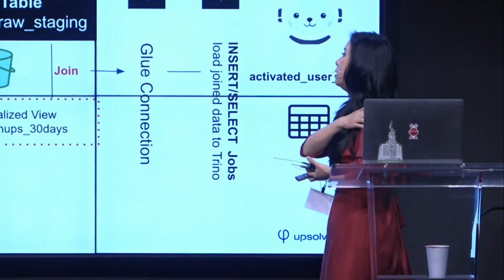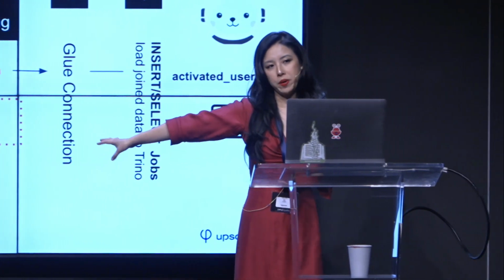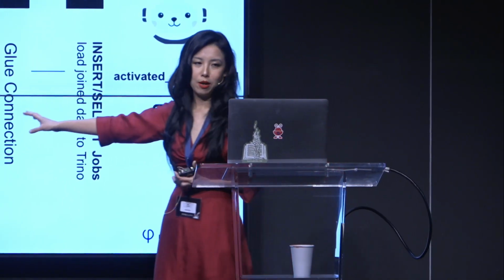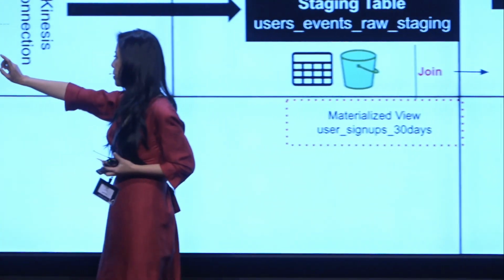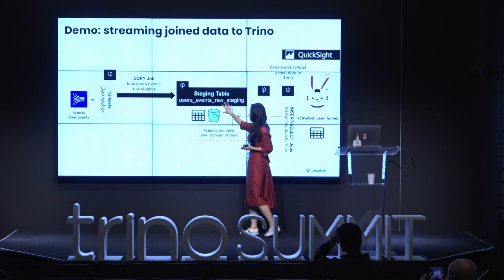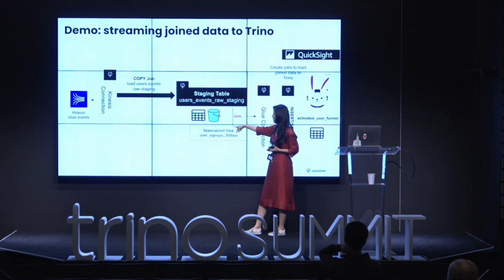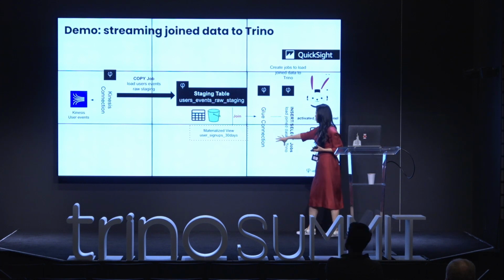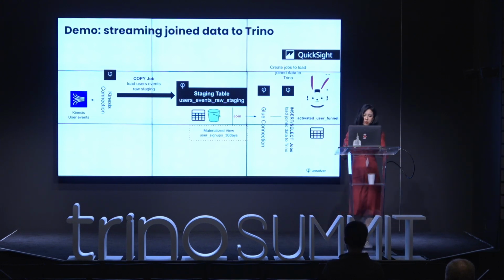All right, so I'm going to do a quick demo of our current generation of PLG, which is streaming data from Kinesis. We're collecting our events and dumping them into Kinesis. We're subscribing to it and have this staging area that's S3. We're creating a materialized view, doing a join, which is a lookup of the 30 days of users, and then creating a Glue catalog, and then loading everything into Trino. Eventually, we're doing a QuickSight dashboard on top of that.